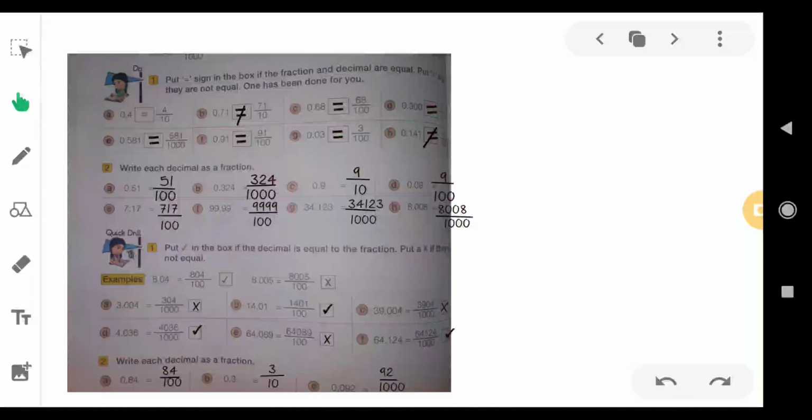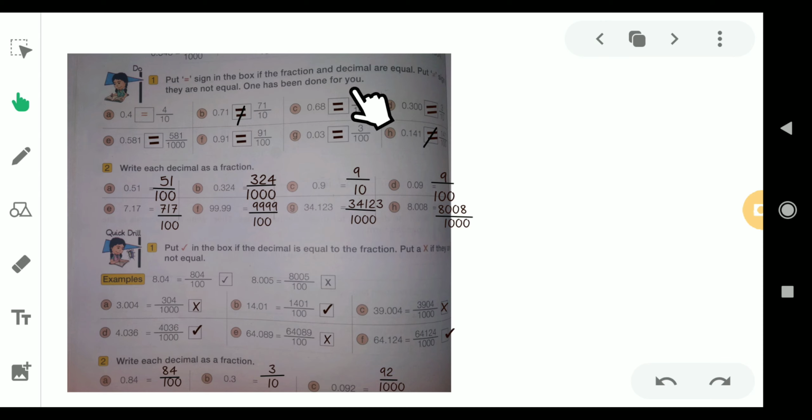Dear children, in the previous video, we have seen how to convert a fraction into decimals as well as how to convert decimals into fractions. In today's video, we are going to solve some exercise problems. Your first one is: put an equal sign in the box if the fraction and decimal are equal. Put a not equal sign if they are not equal.